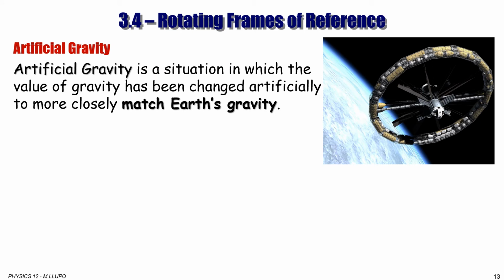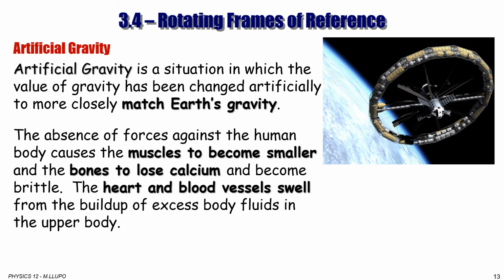Artificial gravity is a situation in which the value of the gravity has been changed artificially to move closer to match the Earth gravity. So there are two ways to do it, either using a centrifuge that I mentioned at the beginning, or using a rotating space station. The rotating space station looks beautiful and looks closer to reality, but it's very difficult to build and manage. Why does that happen?